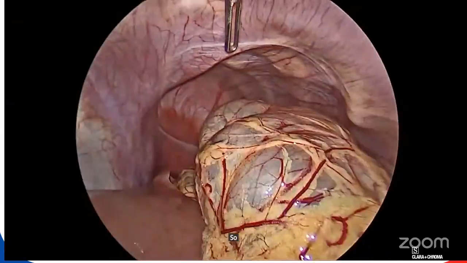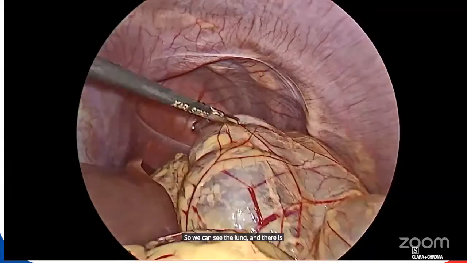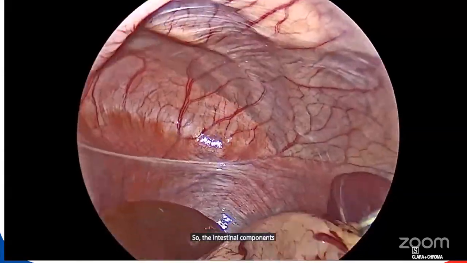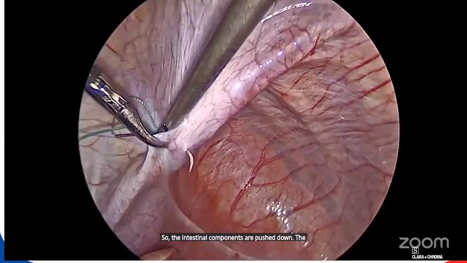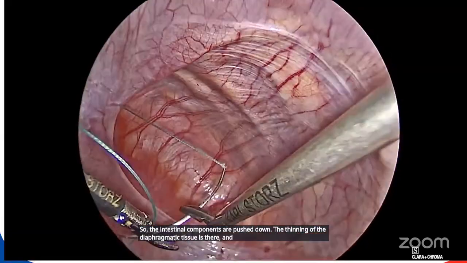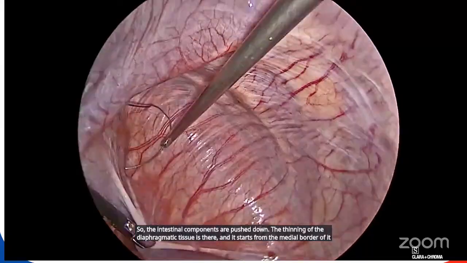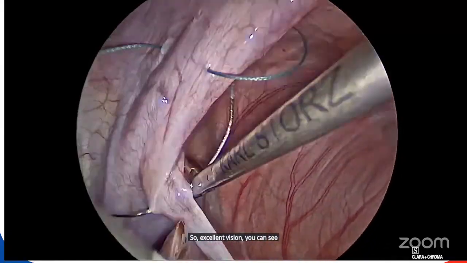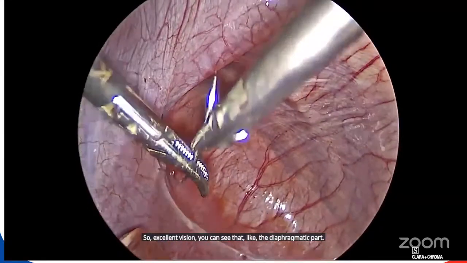So in case of a CDH, you can see the gap that is there. You can see the lung, and there is an anterolateral defect. The intestinal components are pushed down. The thinning of the diaphragmatic tissue is there, and it starts from the medial border of it. Excellent vision. You can see the diaphragmatic part that is there.